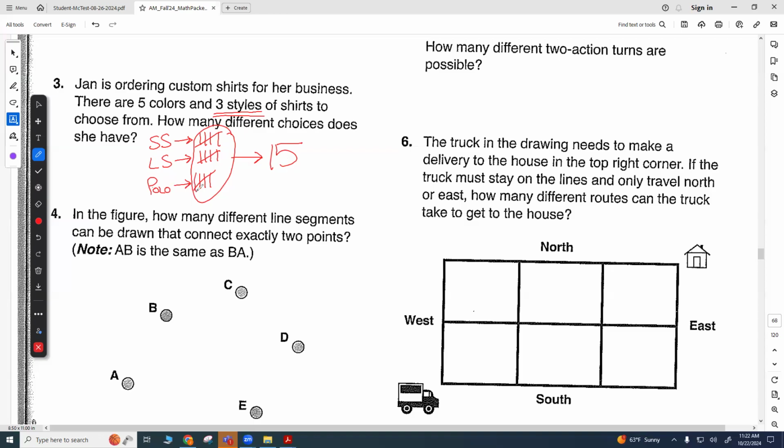Okay. All right, number 4 is different. And so definitely make sure the note makes sense. In the figure, how many different line segments can be drawn that connect exactly 2 points? And note that, right, that's 1, regardless of if it's point B to point A or point A to point B.